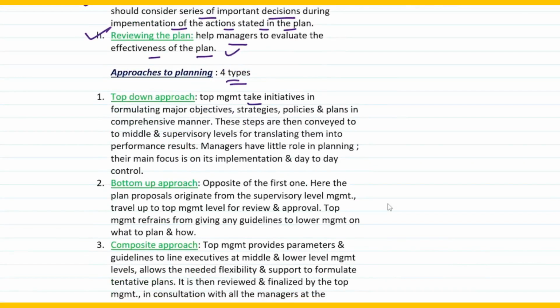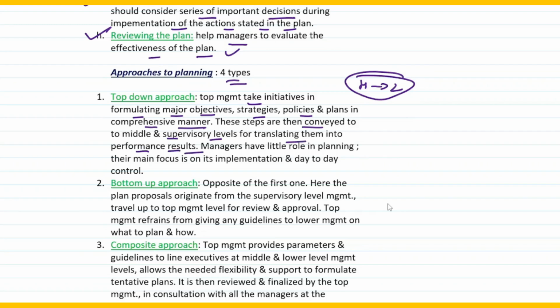Top management takes the initiative in formulating major objectives. When I talk about the top down approach, top down means it comes from the higher management to the lower management. Top management takes the initiative in formulating major objectives, strategies, policies, and plans in a comprehensive manner. So in the top down approach, the top management plays a pivotal role. Whatever plans or initiatives they make are passed on to the lower ones, right? These steps are then conveyed to the middle and supervisory level for translating them into performance results.